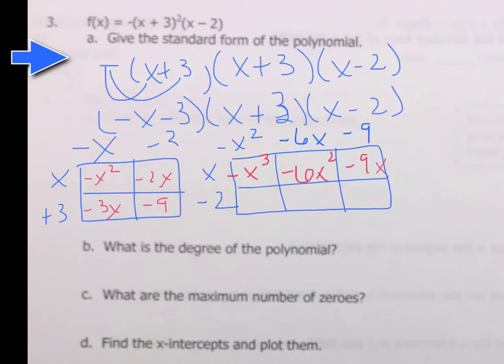And then I have 2x squared, 12x, and 18. Now I just need to combine like terms to write my simplified answer. So we get negative x to the third minus 4x squared plus 3x plus 18. So that means I have a degree of 3 with a maximum number of zeros of 3.